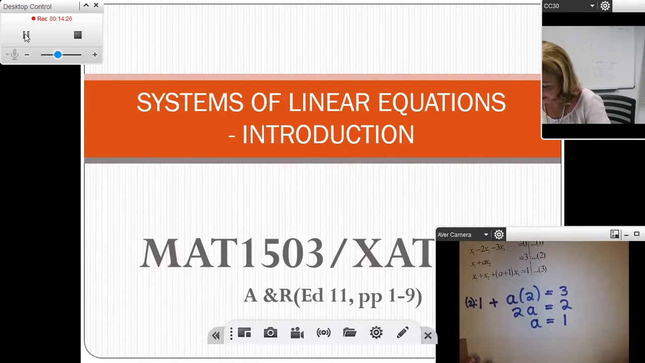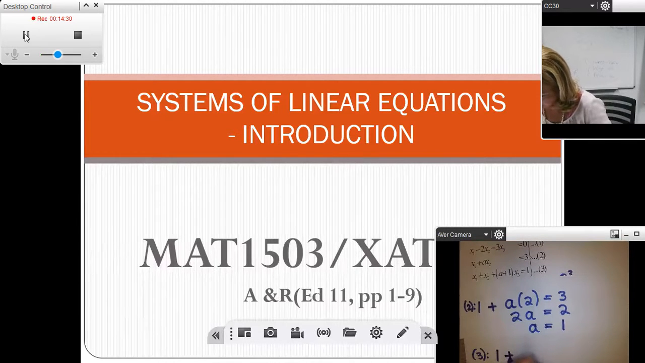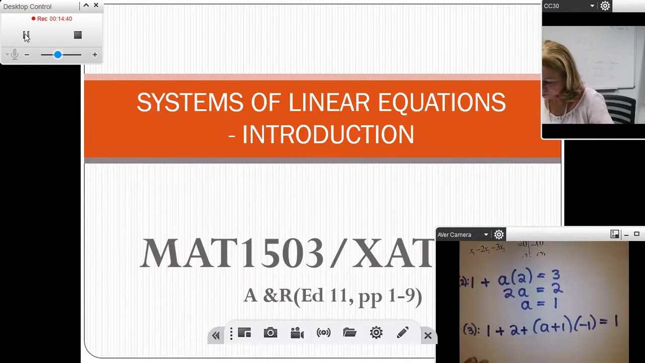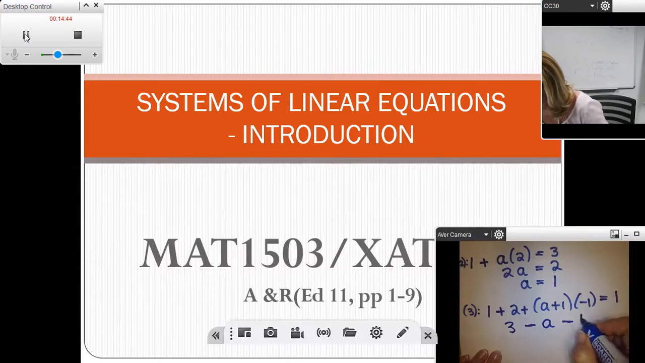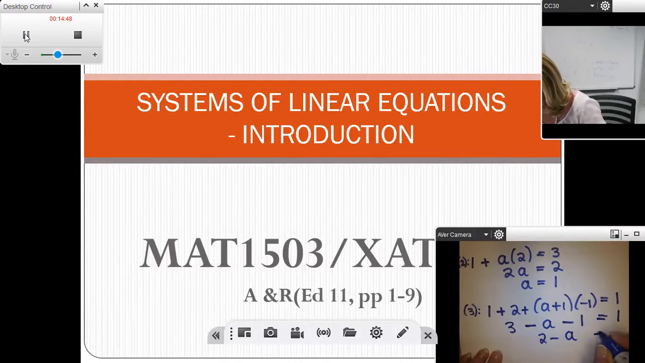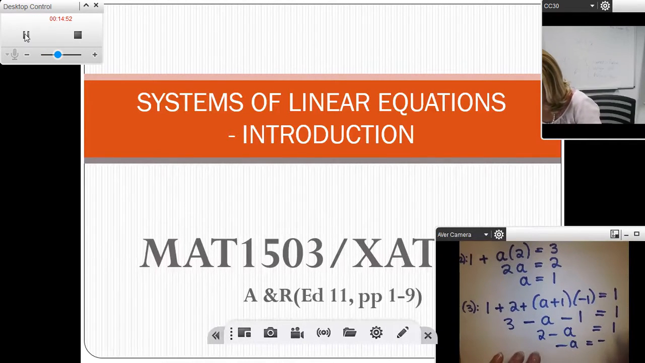Right, let's proceed with equation 3. So we've got x1 is 1. Then we've got x2, which is 2. Then we've got bracket A plus 1, x3, and that must be equal to 1. All right, proceeding with the solution, we get 3 minus A minus 1 equals 1. Now, if you solve for A, you get negative 1 on this side, and so A is equal to 1.